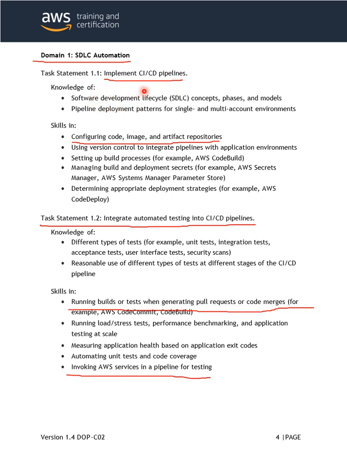So the first one is implement CI/CD pipelines. This section tells how you can implement CI/CD pipelines. It also tells how to configure code, image, and artifact repositories. It also tells about version control to integrate pipelines with application environments. It also tells about setting up the build process. For example, we have AWS CodeBuild.